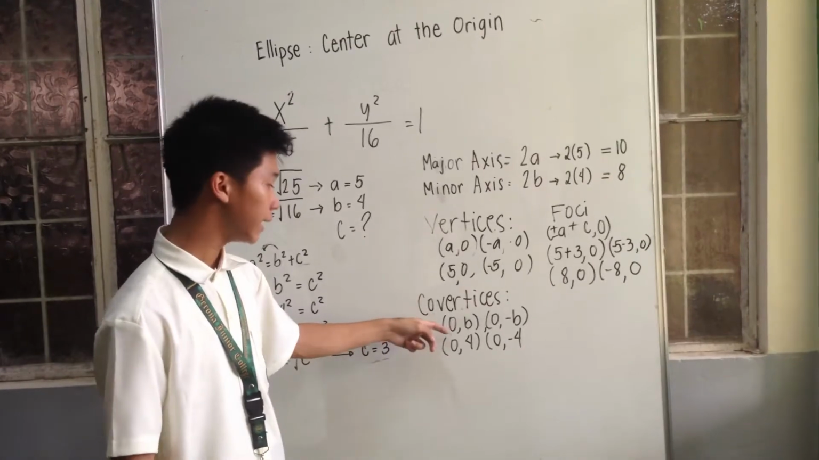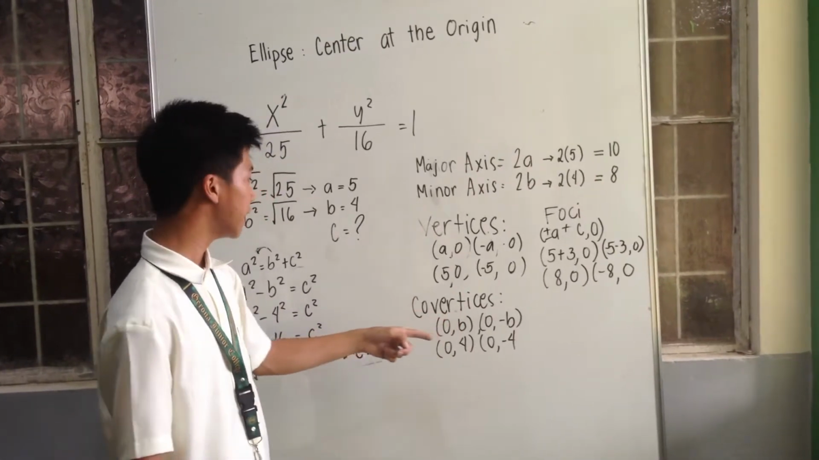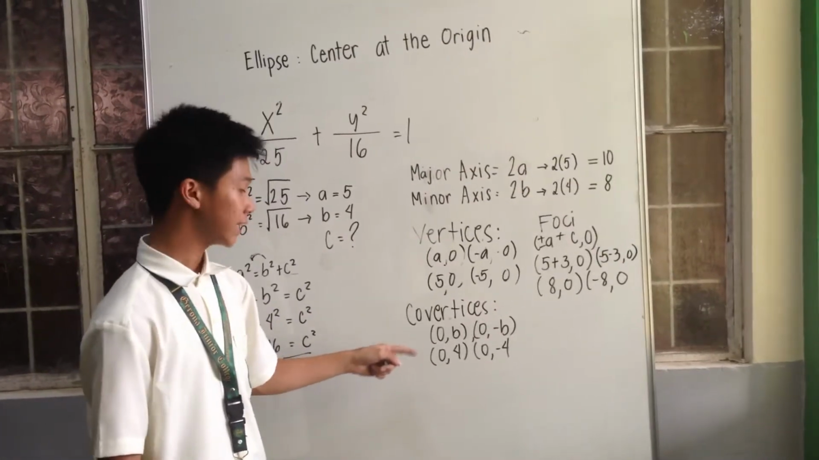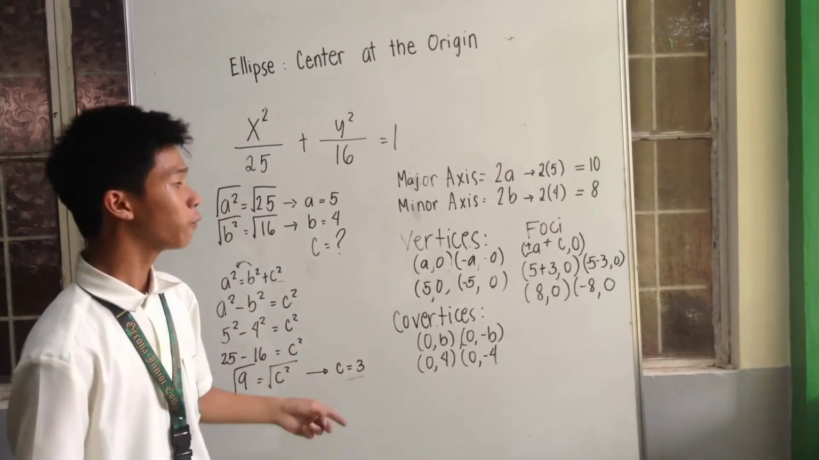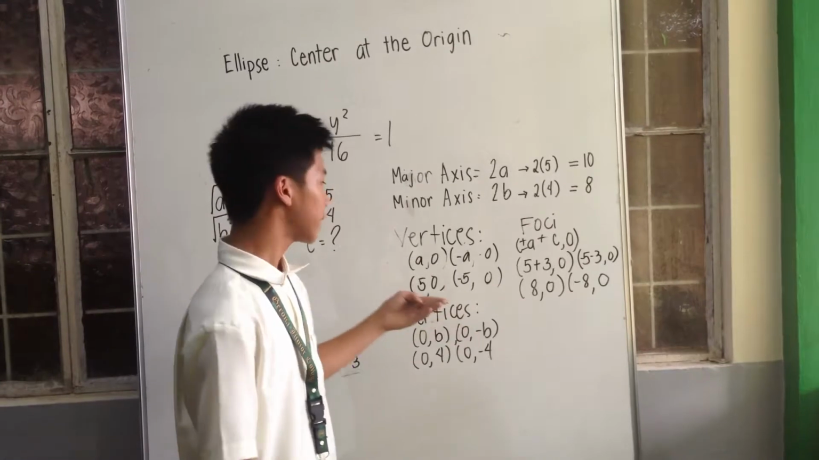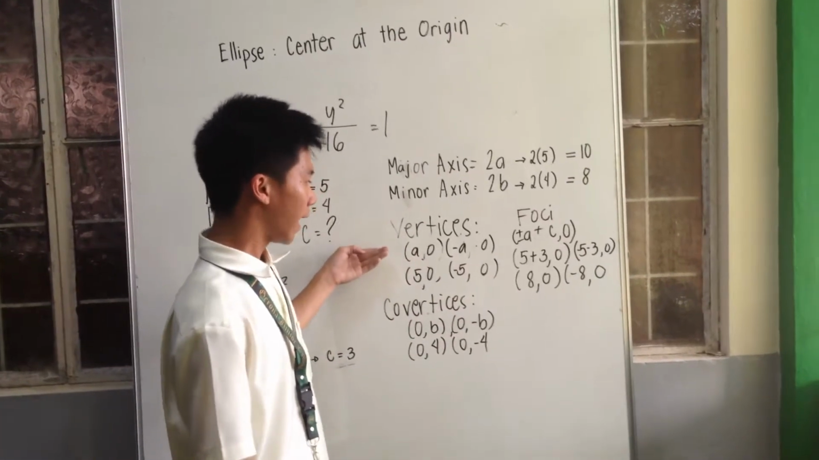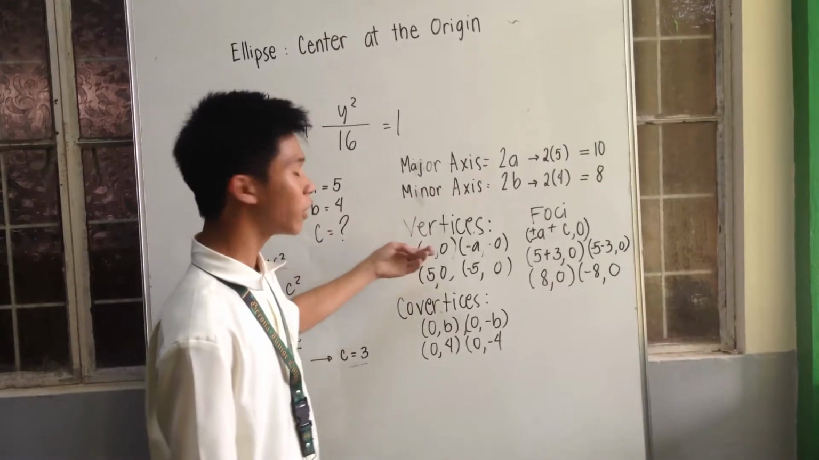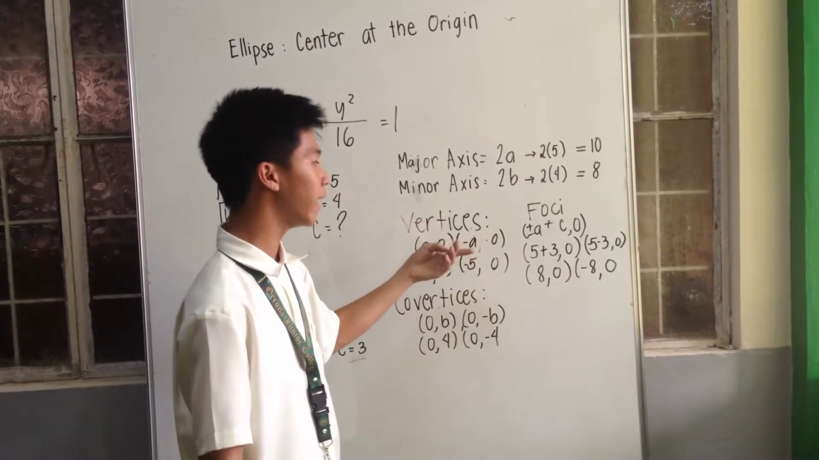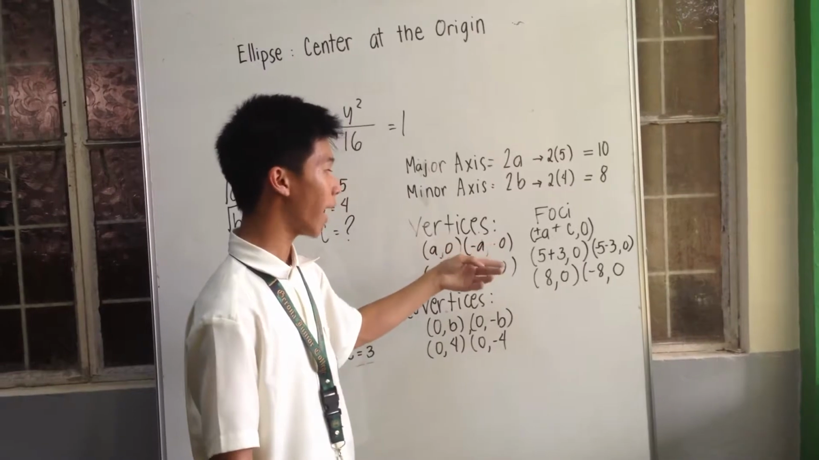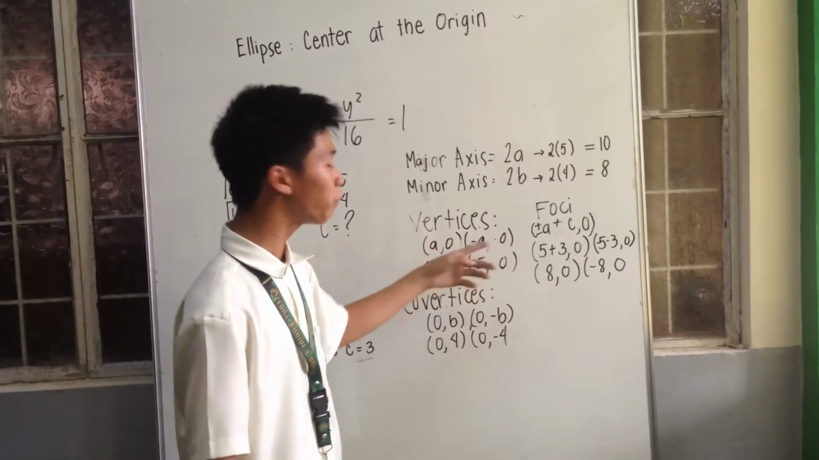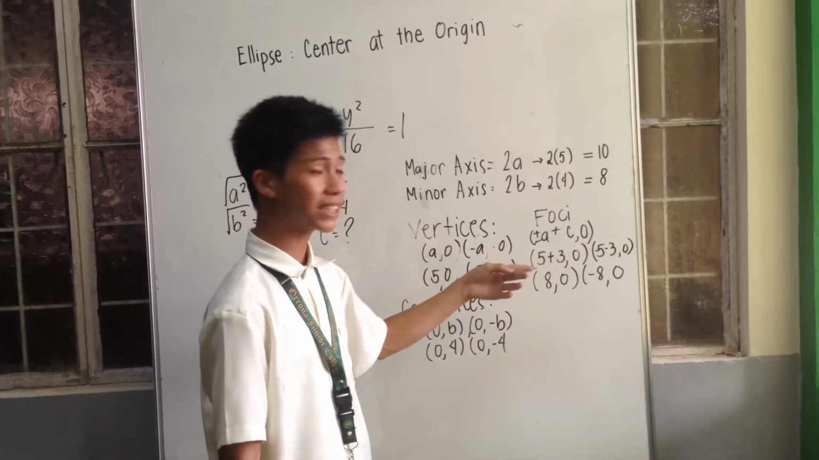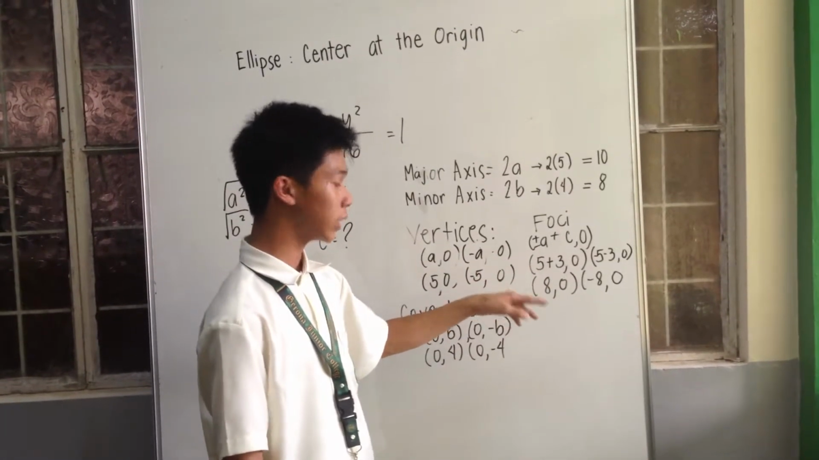So (0, b) and (0, negative b), and the value of our b is 4. So (0, 4) and (0, negative 4). To find their foci, we will use the vertices and the focal length. So the formula will be positive and negative a, plus the foci and 0. So 5 plus 3 is 8, and negative 5 minus 3 is negative 8, and 0.